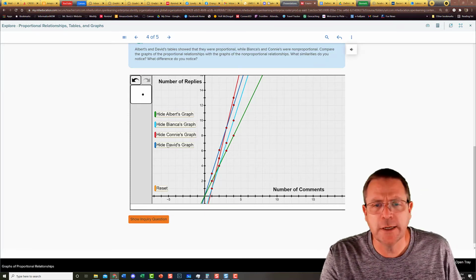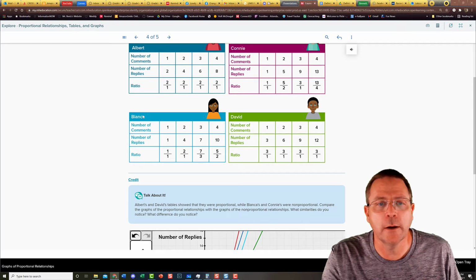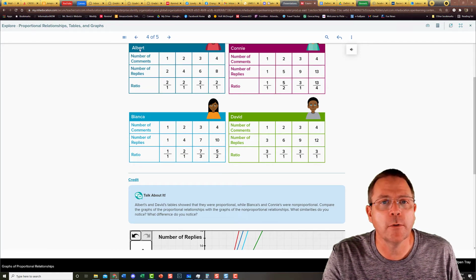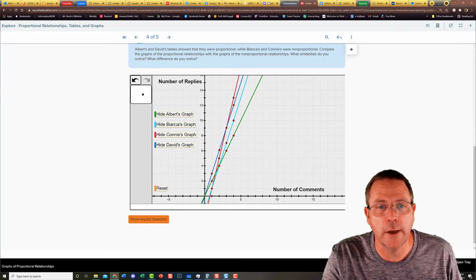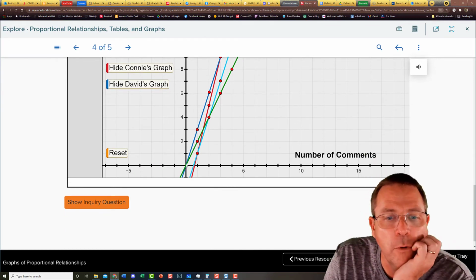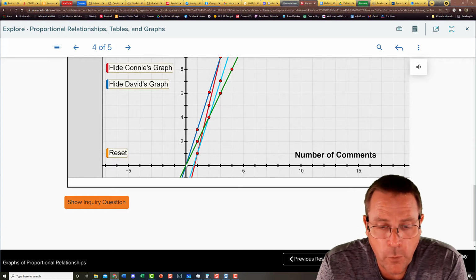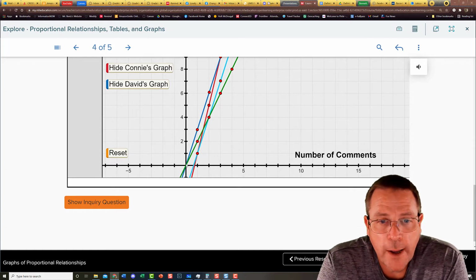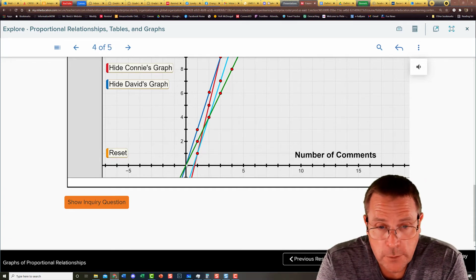Do you notice anything about the 2 that were proportional? Our proportional graphs were Bianca, the blue one, and Albert, the darker blue one. And down here we can see that Bianca is blue and Albert is green. So if we look closer, what do we see about the green and the dark blue one? They both go through the origin. If you have a proportional relationship, the graph is always going to go through the origin. If it's not a proportional relationship, it won't go through the origin. It's as simple as that.